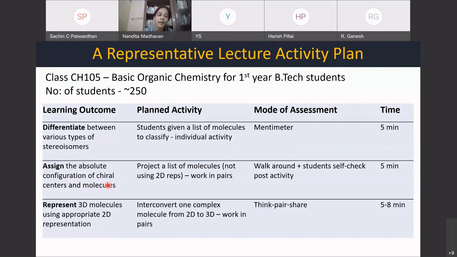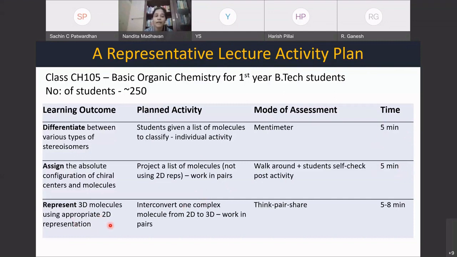The second activity planned, the learning outcome, is assigning the absolute configuration. Here, again, a list of molecules is projected and students are asked to work in pairs. When they're working in pairs, I usually walk around the class and check what they're doing. If they have any doubts, they usually ask or have them helping each other. Students who are able to solve this quicker help the others. And as you see, there's a time allocated for each of these activities as well.